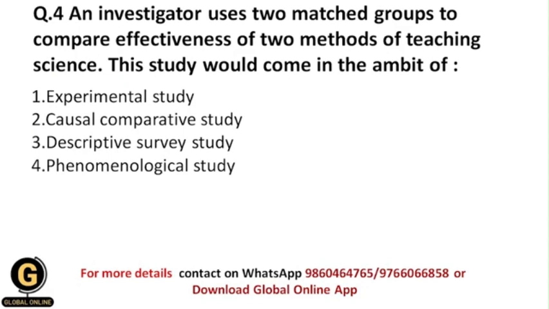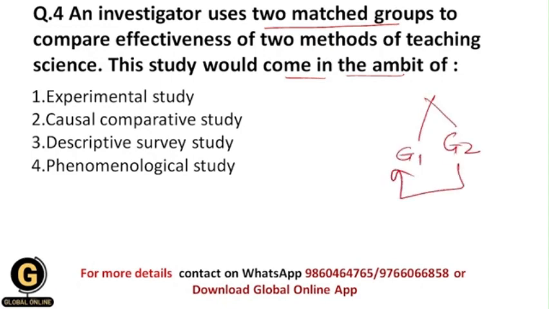An investigator uses two matched groups to compare the effectiveness of two methods of teaching science, and this study would come in the ambit of. So the investigator wants to see the effectiveness of two methods of teaching science, and for that he has made two matched groups. Basically, I have two groups here, group 1 and group 2, and I'm going to compare these groups because I want to study the effectiveness of two methods of teaching science.